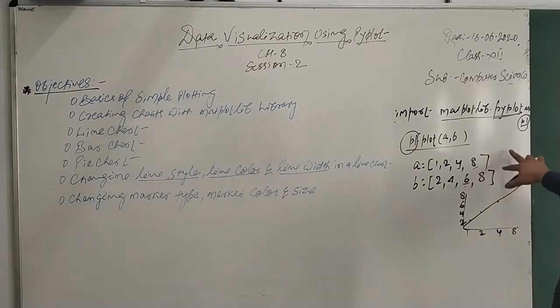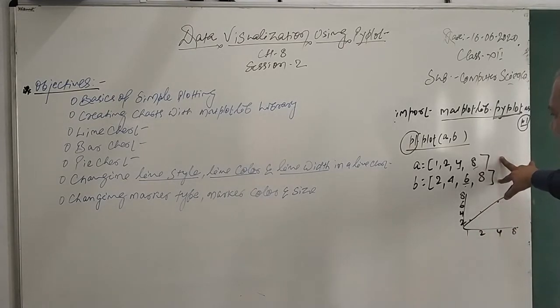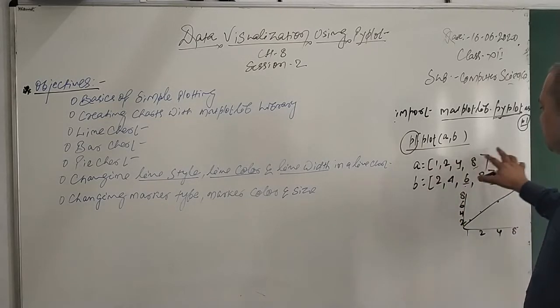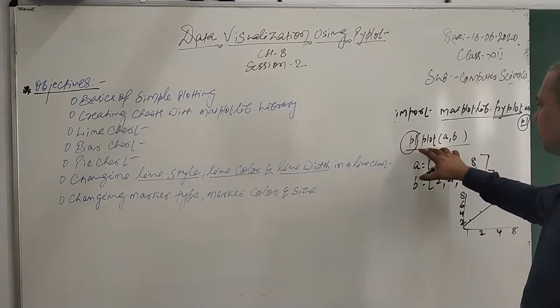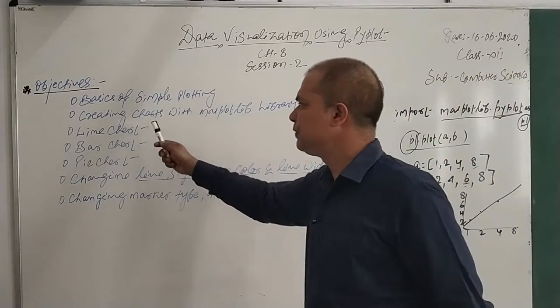In this case, I tried to draw a line chart with two sets of data, one is A and one is B. This is a simple example. A is a list, B is also a list. And once you say PL.plot, plot is a method which is used to draw the line chart in Python.